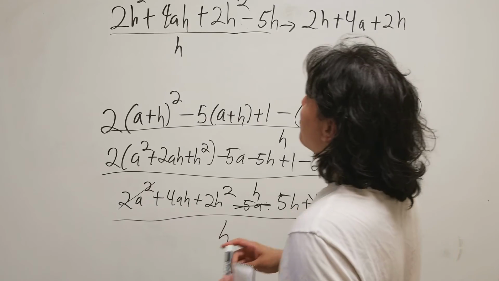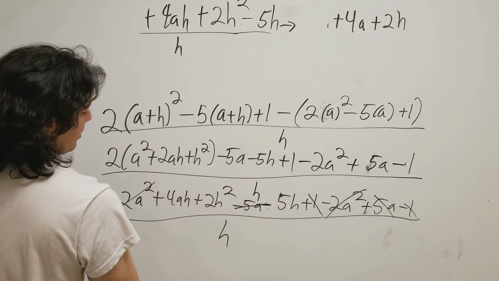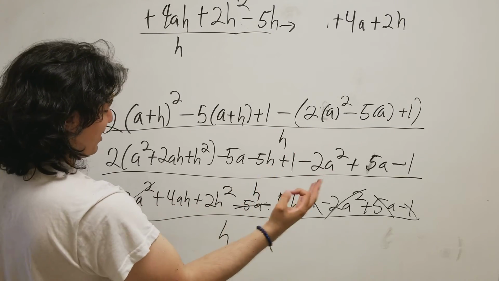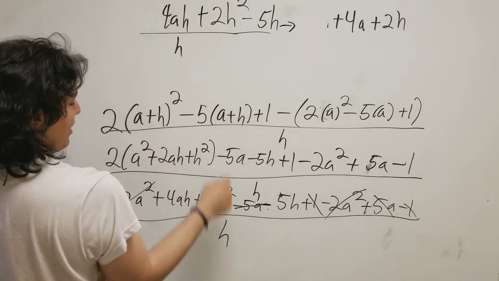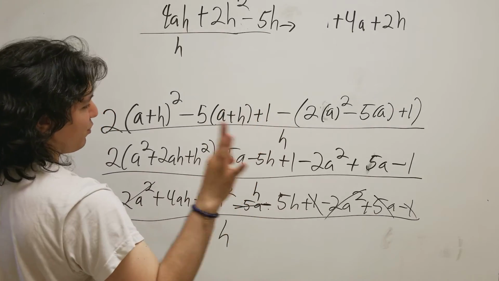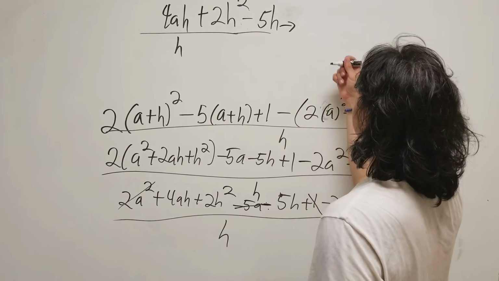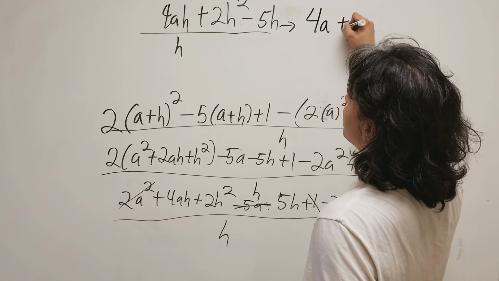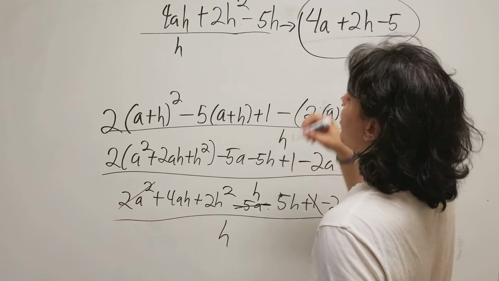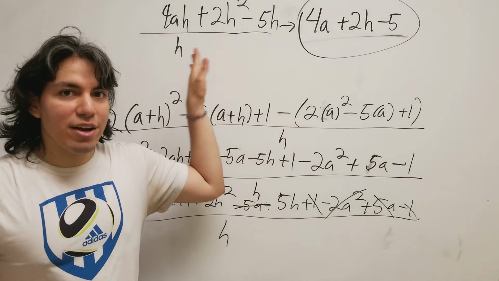I just caught myself. I made too many h's. Sorry about that. This thing can get messy, as you can see. So there's only 3 things: 4ah, that's correct, plus 2h squared minus 5h. It's been a while, so I'm bound to make mistakes. Dividing everything by h, it's 4a plus 2h minus 5, and that's it. And this would be your output of the original function we had earlier.